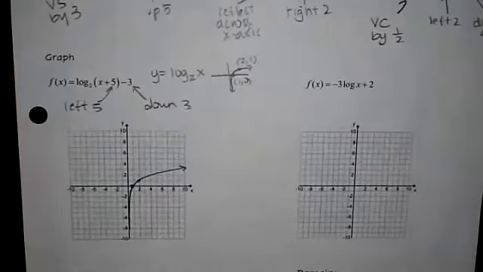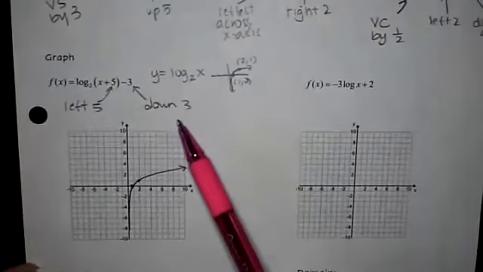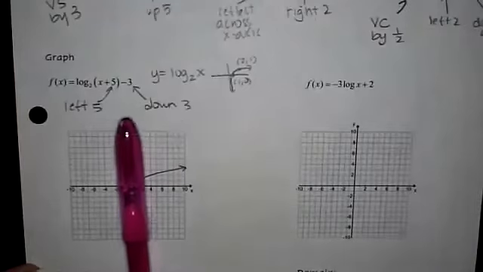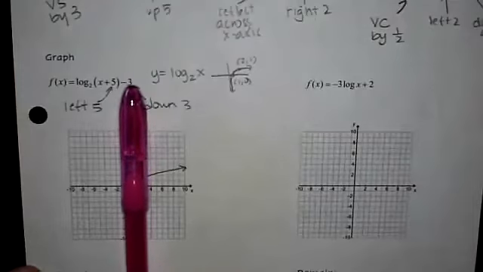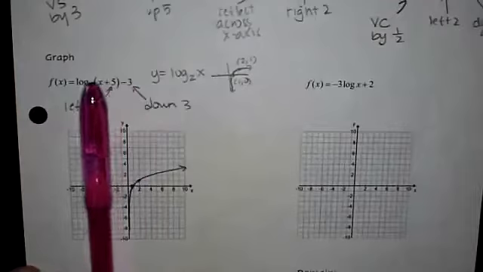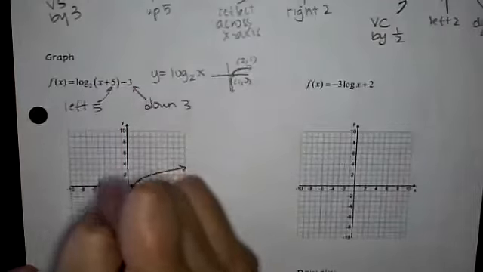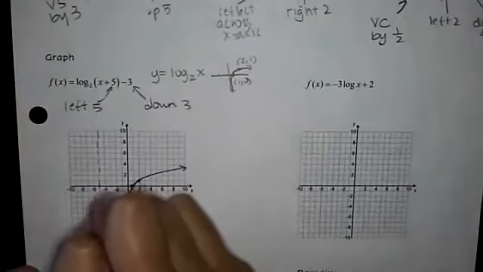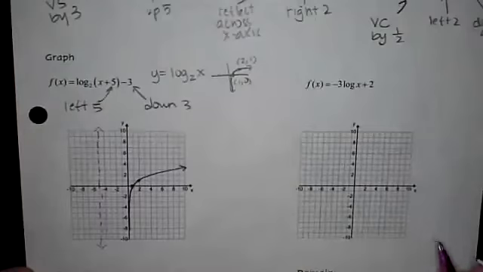So here we go. For our transformations, we're moving to the left 5 and down 3. If you think about your vertical asymptote here, if I move up or down, that doesn't change a vertical line since it goes infinitely up and down. However, the left 5 does change that vertical asymptote. So that's the first thing I would want to draw is my new vertical asymptote, which would be at left 5. So it's over here at x equals -5.